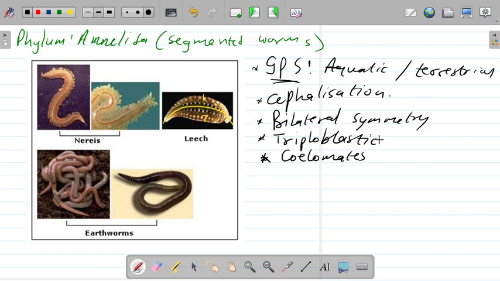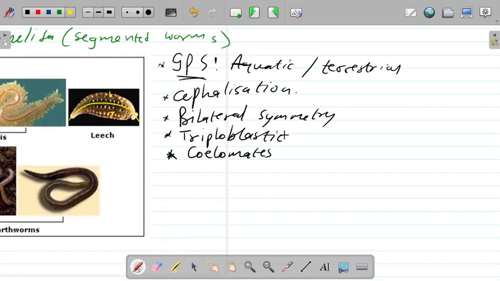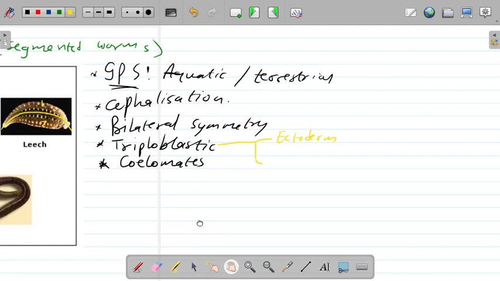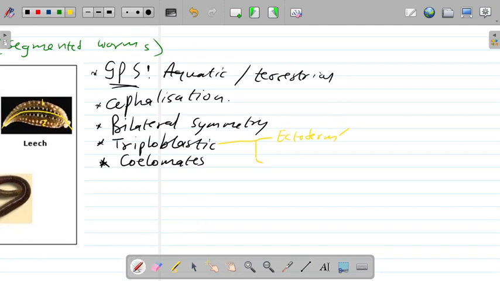So from all of these, let's write it down here. From the triploblastic part, we have the ectoderm of the annelids, of the segmented worm. The ectoderm gave rise to what? To the epidermis. If it was you, it would be the skin. The cuticle, and then it gives rise to the nervous system.